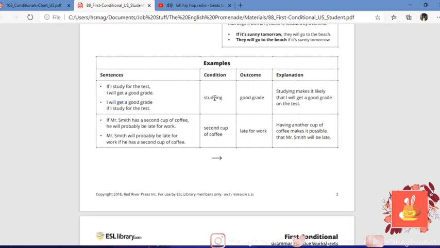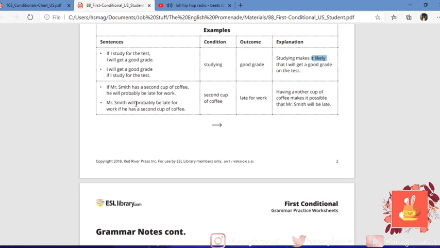So the condition here is studying. If I study, that's the condition, and the outcome is good grades. Studying makes it likely that I will get a good grade on the test. So that's the explanation, and this is why it falls under the first conditional, because there's a likelihood of it happening.